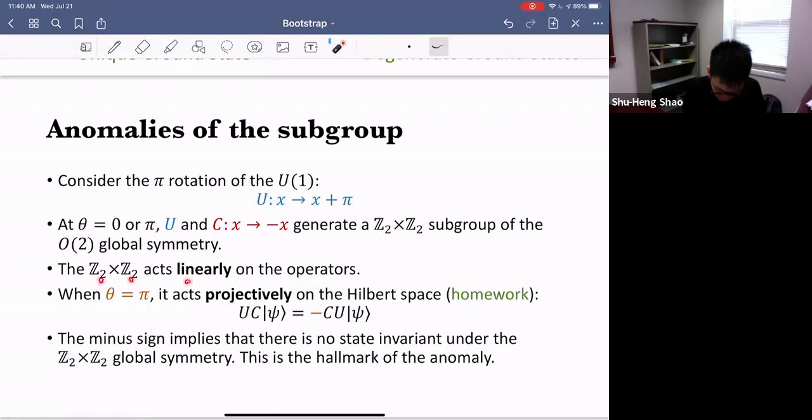Again, the Z2 cross Z2 acts linearly on the operators, but when theta is pi, it acts projectively on the Hilbert space. And part of the homework is to realize that when they act on the state, there's an important minus sign here. When acting on the operators, there's no minus sign. U and C simply commute with each other. But when acting on the state, there's an important minus sign. And that minus sign signals the projective representation of Z2 cross Z2 acting on the Hilbert space. And that's the hallmark of the anomaly for this Z2 cross Z2 subgroup.